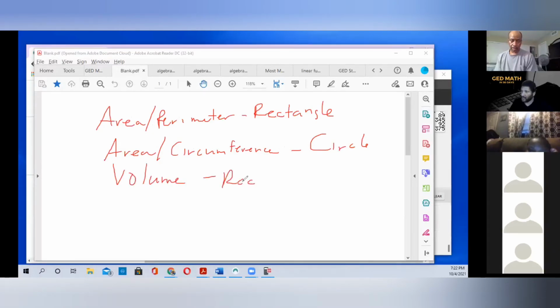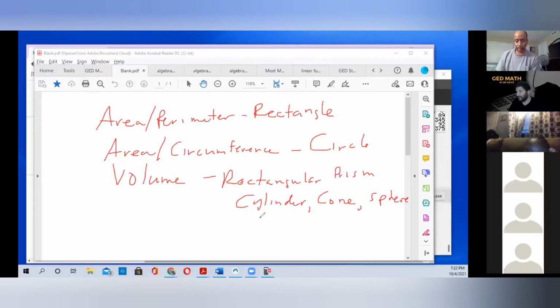Usually they have a rectangular prism, and then one other one. For example, they might have a cylinder. They might have a cone. Or they might have a sphere. Sometimes, matter of fact, let me put them all down. They might have a pyramid also. But usually one is a rectangular prism. The other volume they ask you is either a cylinder, cone, sphere, or pyramid.